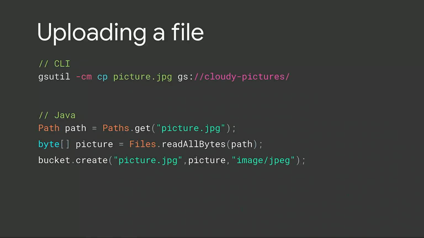In Java, pretty much simple and straightforward as well. You select a file or you point to a file, you make a byte stream or byte array out of it, you put it in a bucket and create it with a name, as you can see here. In this example, I actually also gave it the content type, that you can do as well.